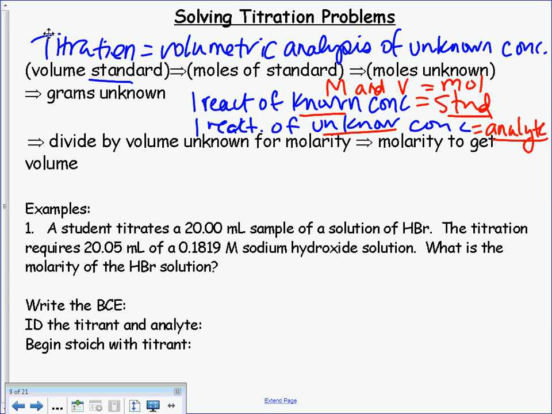I might take my moles to grams, depending on what the question is asking for. And if it doesn't ask for grams, it might ask me for the concentration of that unknown. If I have moles, I'm probably going to have volume given to me someplace in the problem, and that's why I say divide by volume of the unknown to solve for molarity of that unknown. So either we're going from moles to grams, or from moles to molarity, based off the data given in the problem. We're going to go through a couple different examples of that.